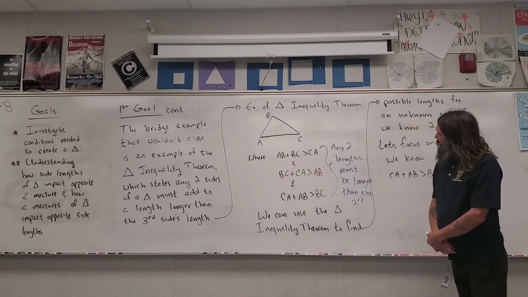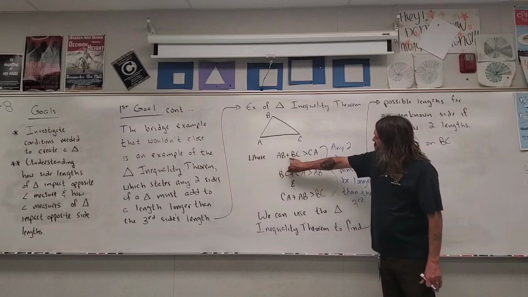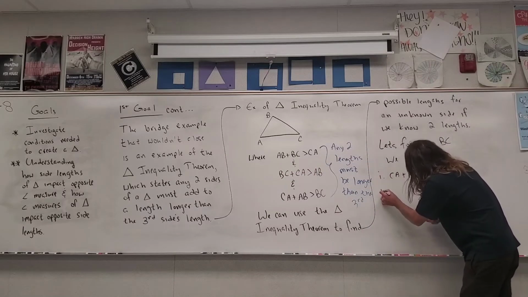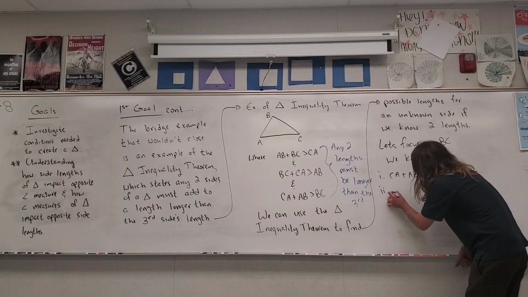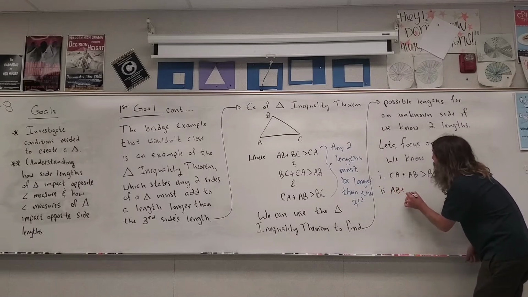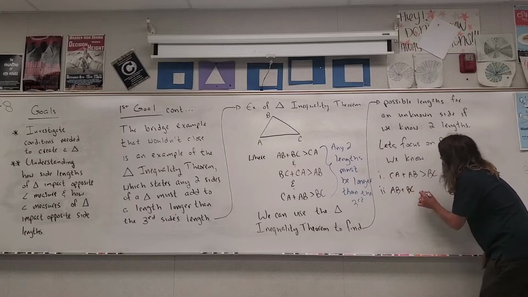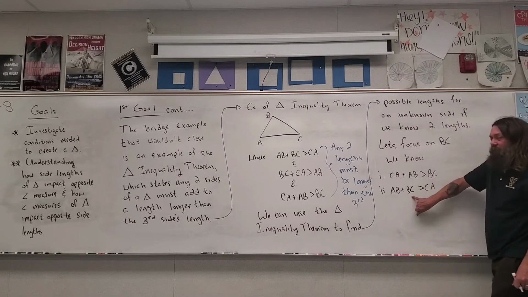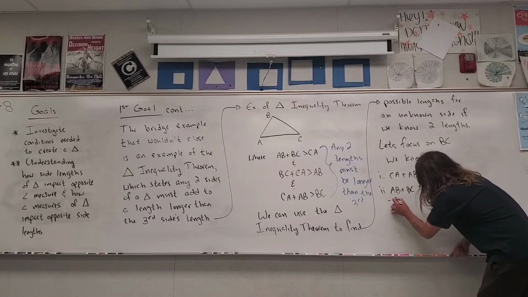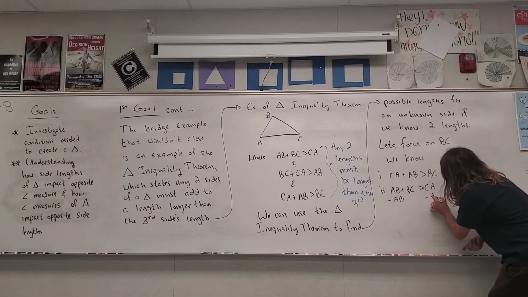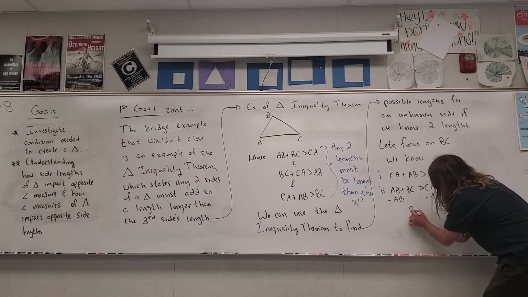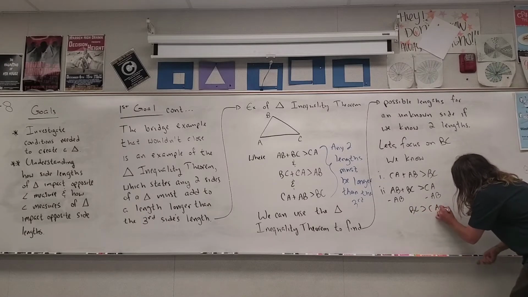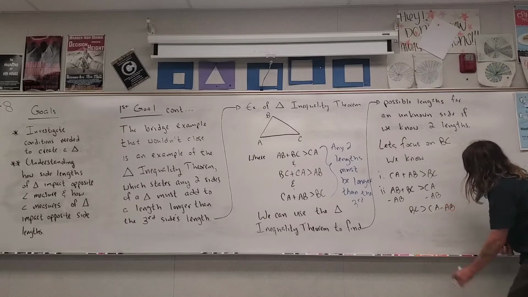Now, the first inequality, if I subtract the length of AB from both sides, so I'm going to put a mark there. The second one, if I have the length of AB plus the length of BC, we know that that's longer than the length of CA. But I want to isolate this. So if I subtract the length of AB from both sides, we know that the length of BC must be larger or longer than the length of CA minus the length of AB.